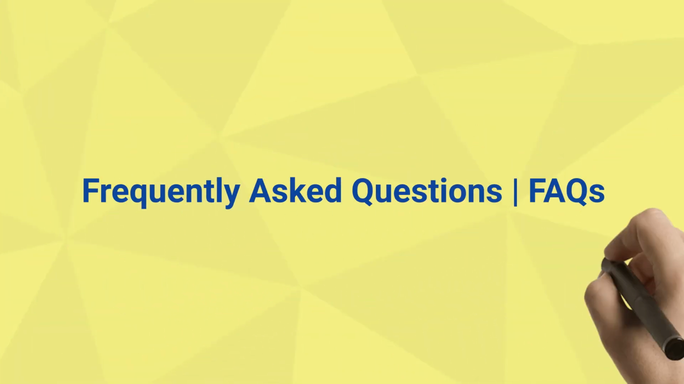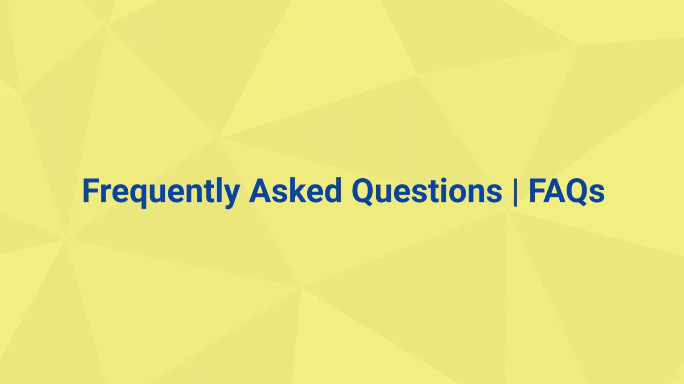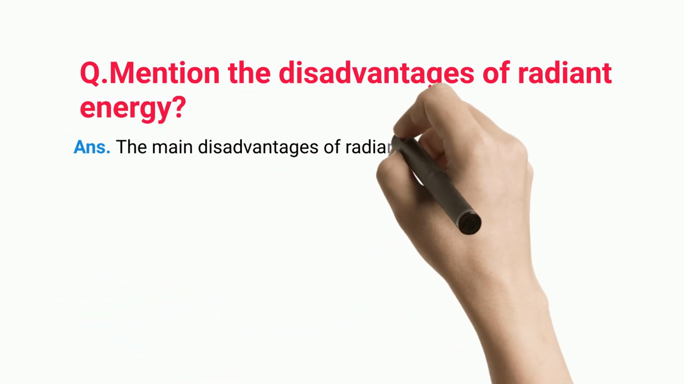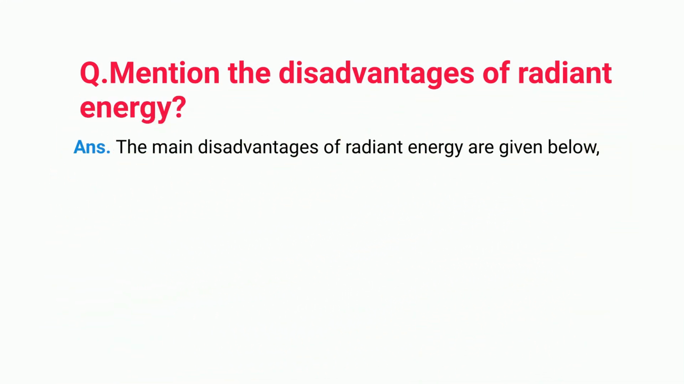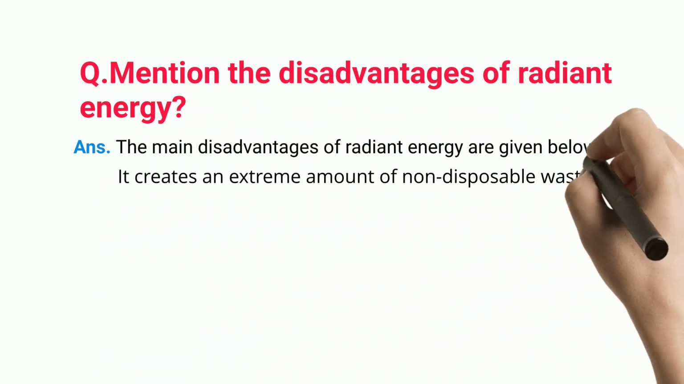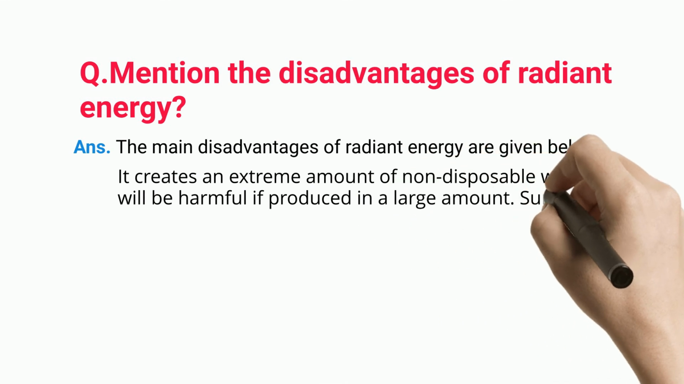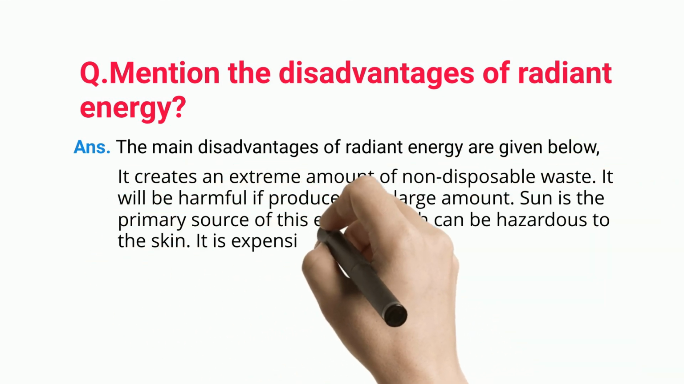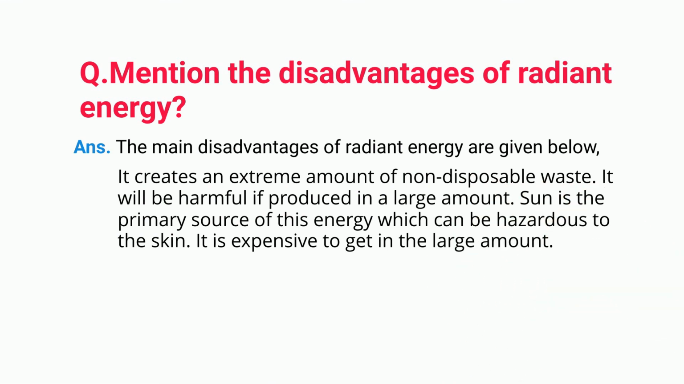Frequently asked questions (FAQs). Mention the disadvantages of radiant energy. The main disadvantages of radiant energy are given below. It creates an extreme amount of non-disposable waste. It will be harmful if produced in a large amount. Sun is the primary source of this energy, which can be hazardous to the skin. It is expensive to get in the large amount.